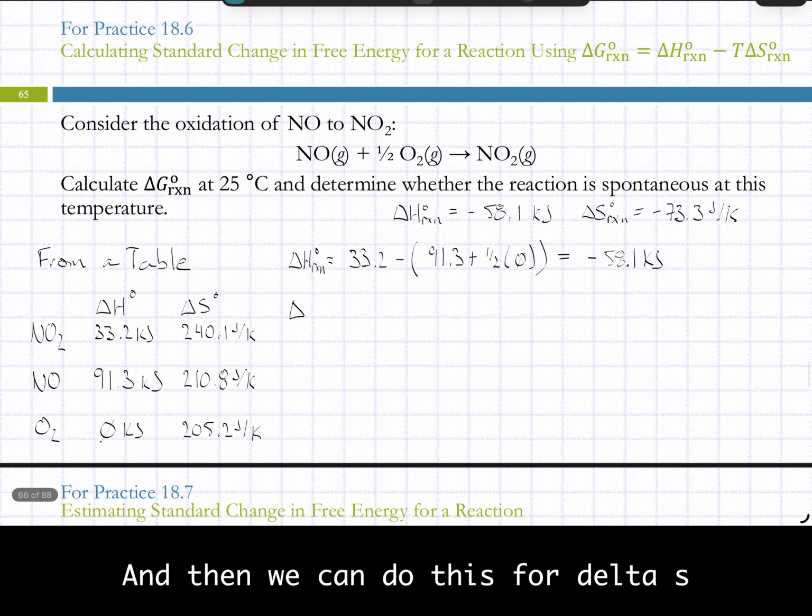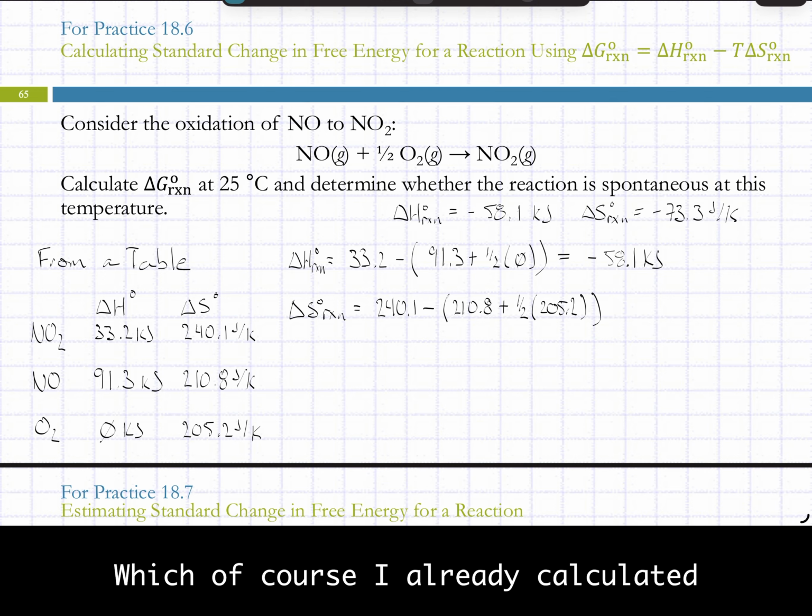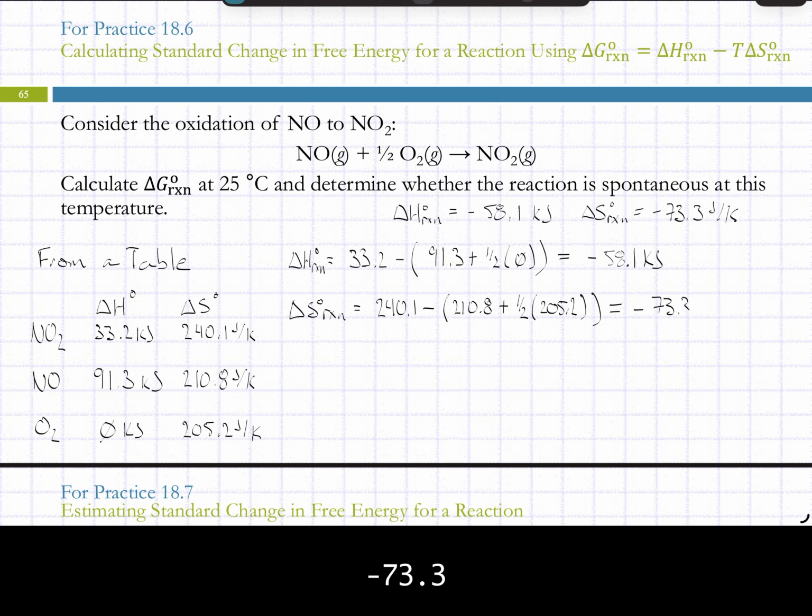And then we can do this for delta S also. And this is going to be 240.1 minus 210.8 plus 1/2 times 205.2. Oh, which of course I already calculated. And negative 73.3 joules per mole Kelvin.